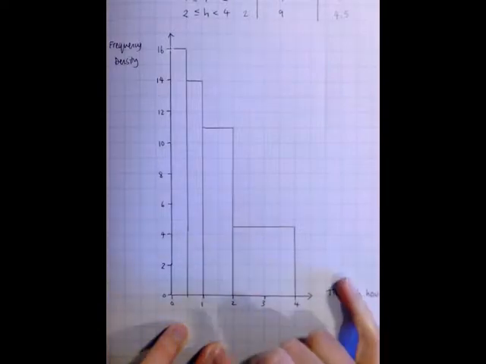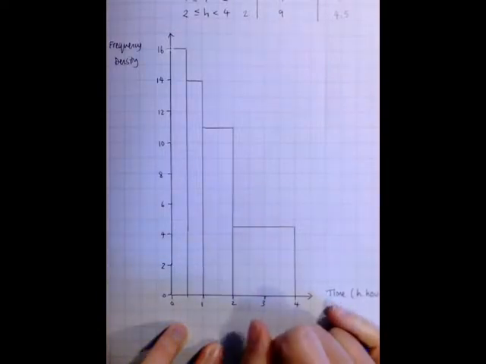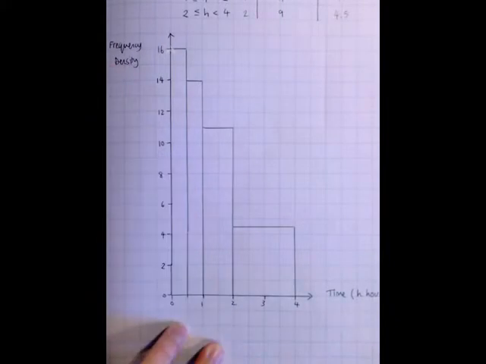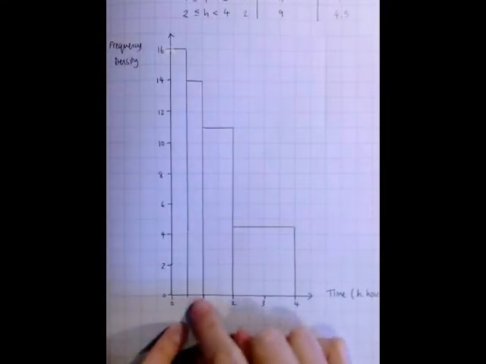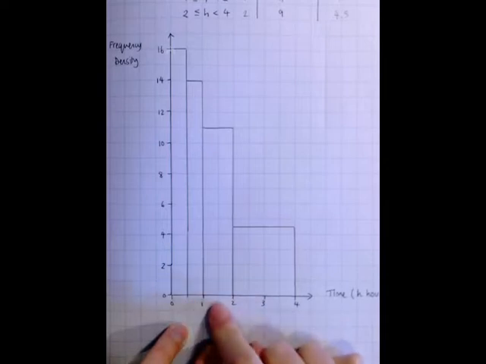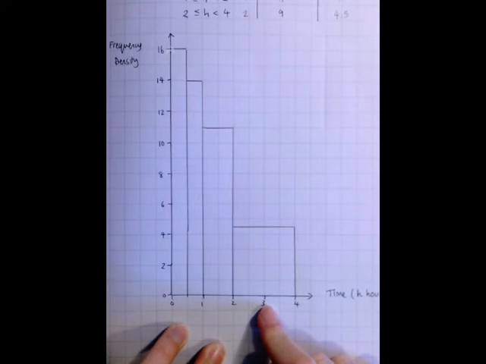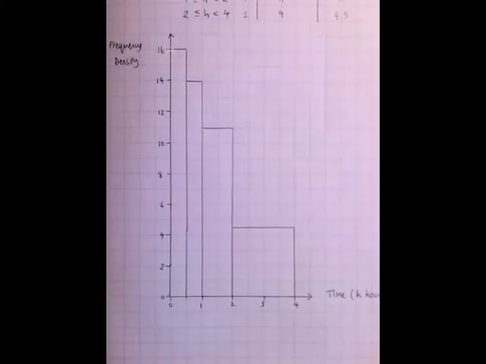Make sure you've labelled your axes, so time in hours, and then this is frequency density. And then, as said, your first 2 bars are only a half wide, this one will be 1 wide, and this one 2 wide. Okay, so that's how you draw histograms.